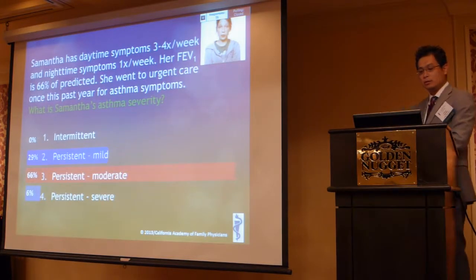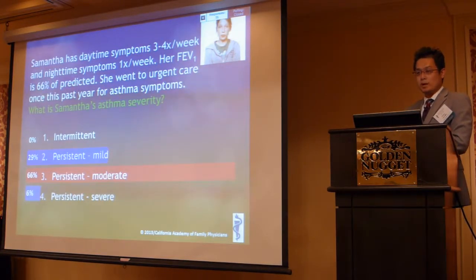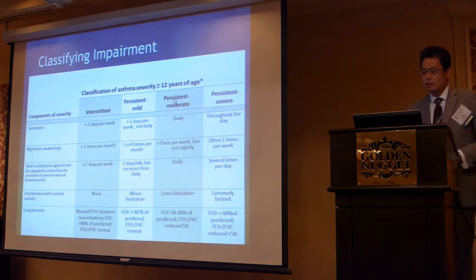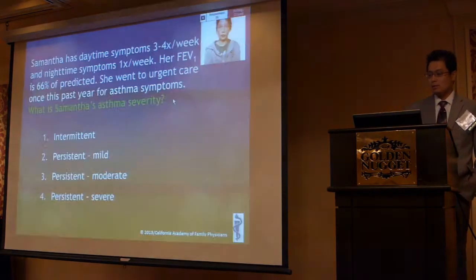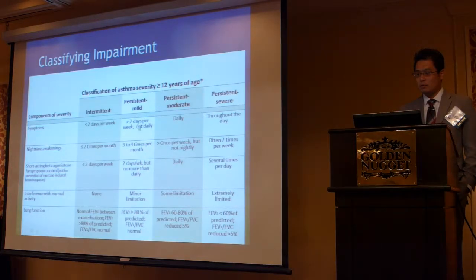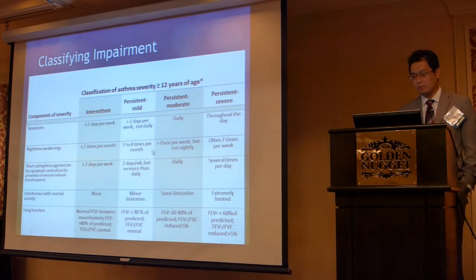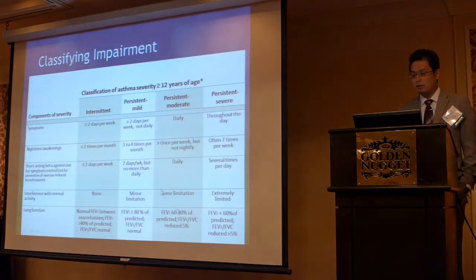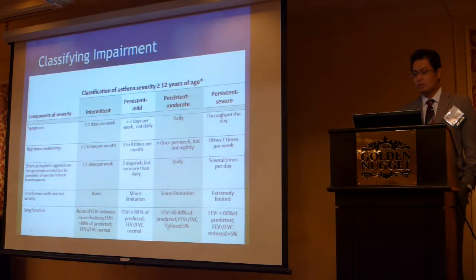Yeah, so good. She has moderate persistent disease. Why is that? If you look here, she says she has symptoms 3 to 4 times a week, right? That puts her in this category right here, mild persistent. She has more than 2 days a week, but not daily. She has nighttime symptoms once a week, so that puts her in this category here with 3 to 4 times a week, somewhere in between the mild persistent and moderate persistent. And then her FEV1 is 66%, so that puts her in the moderate persistent.